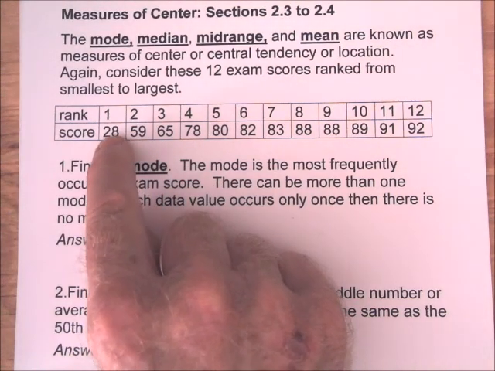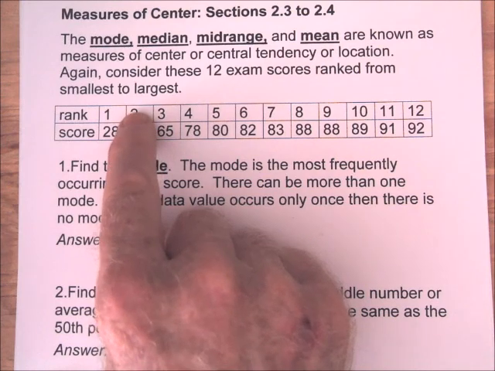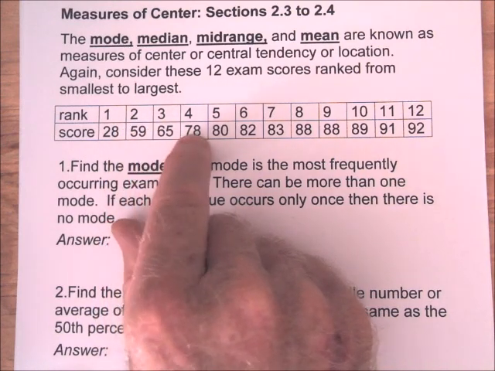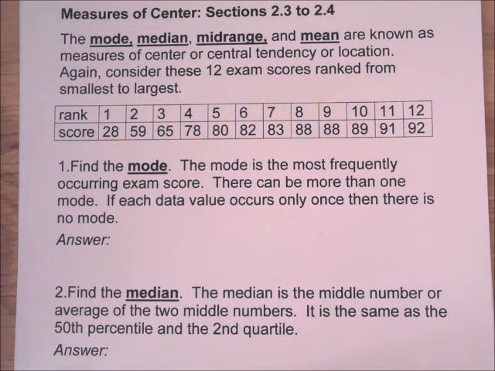Smallest score 28, rank 1. Next smallest 59, that's rank 2. And then 65, rank 3, and so forth. We want to find the mode. Mode is the most frequently occurring exam score. There can be more than one mode. If each data value occurs only once, then there is no mode.